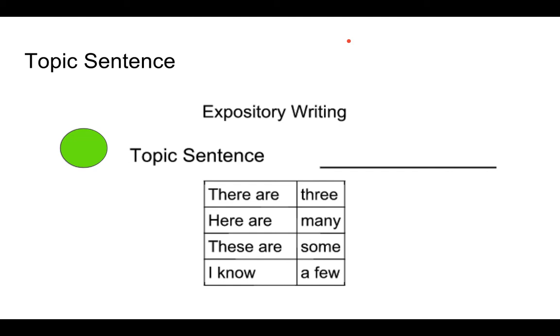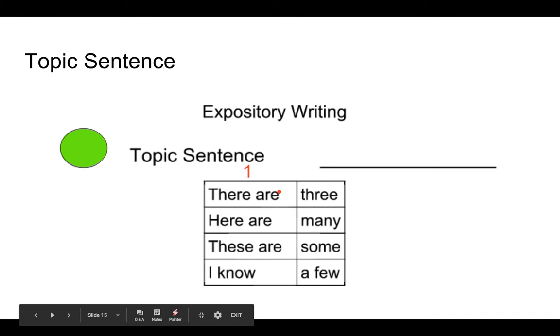The purpose of a topic sentence is to tell the reader what you're going to write about. So just by reading my topic sentence, the reader should be able to know what the whole rest of my writing is going to be about. So to help you, we have this chart. And what you're going to do is you're going to pick 1 phrase from this first column here, first.